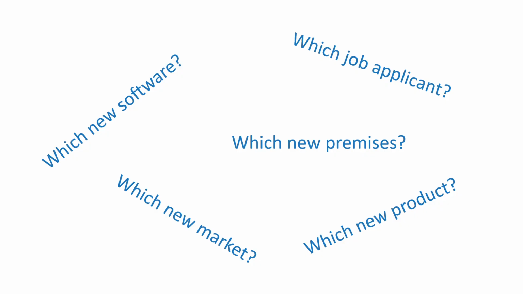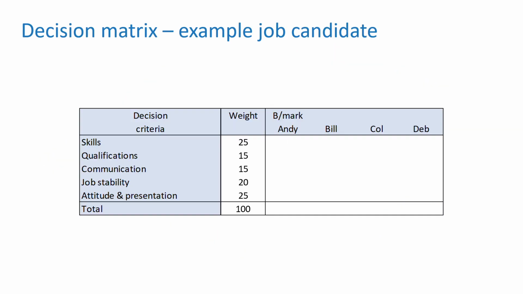So these are used for big decisions such as, what new software could we invest in, which job applicant should we choose, if you want to move premises, which one should we select, and what new market or what new product should we be focusing on. So those are the type of decisions we're talking about, and this is how it works. It's called a decision matrix.